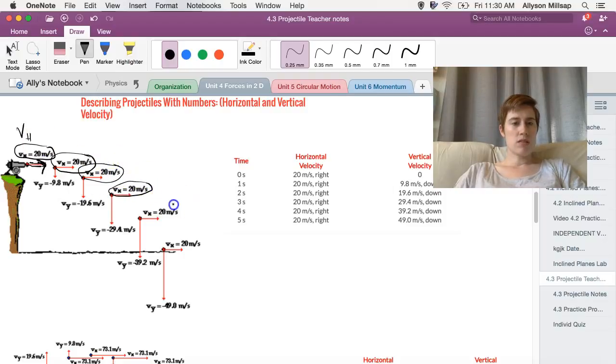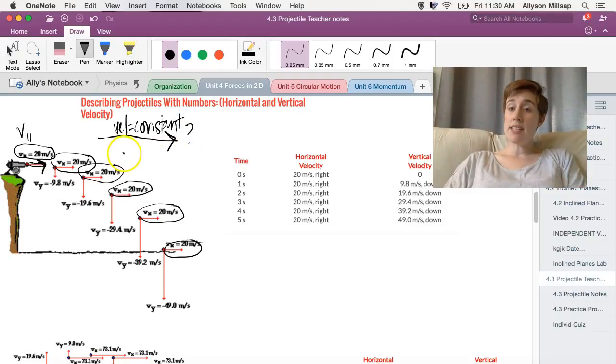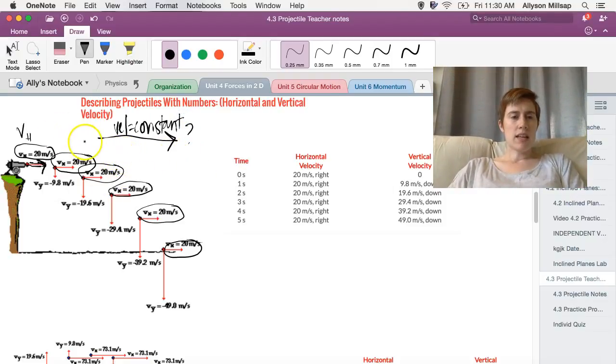Is it changing? No, it's not. Why is the speed not changing in this direction? Why is velocity constant in this direction? Well, remember Newton's law, speed will be constant unless a force acts on it. Is there a force acting in the left and right direction on the cannonball? No, there isn't. After it leaves the cannon, there's no force going left or right, so it's going to stay the same speed. Now, what about the speed downward?